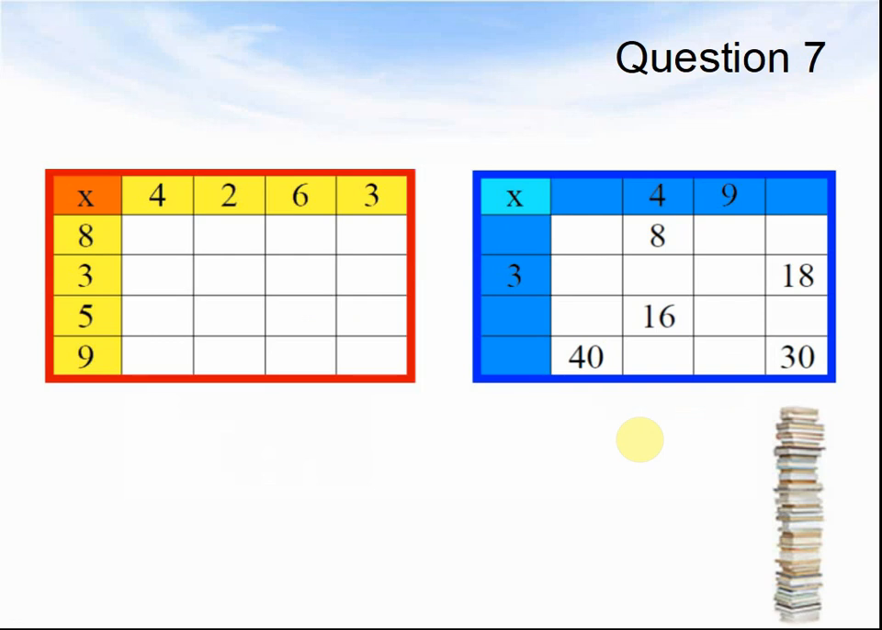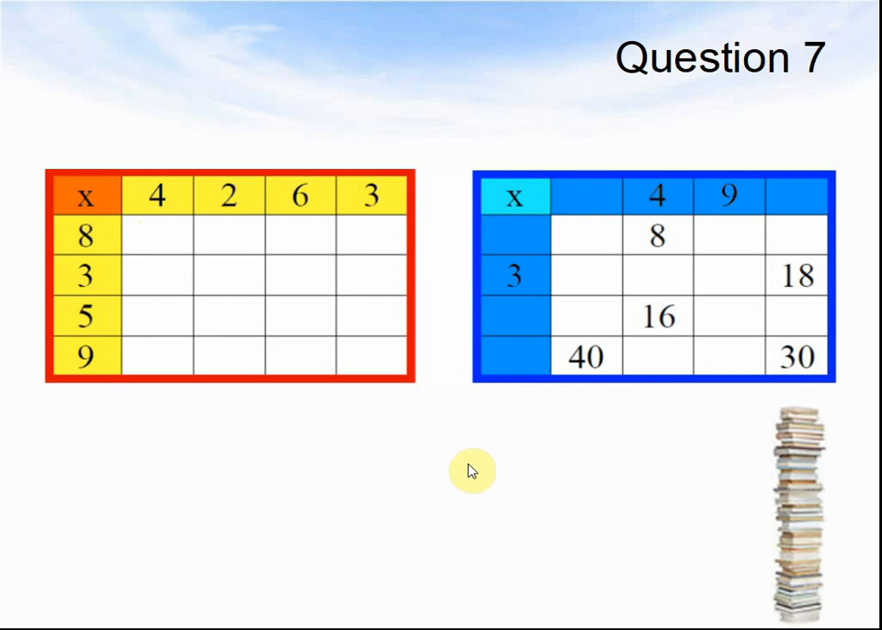Question 7. Can you complete these two grids? The first one is easy. 8 times 4 equals something. 8 times 2 equals something. 8 times 6 equals something. 8 times 3 equals something.